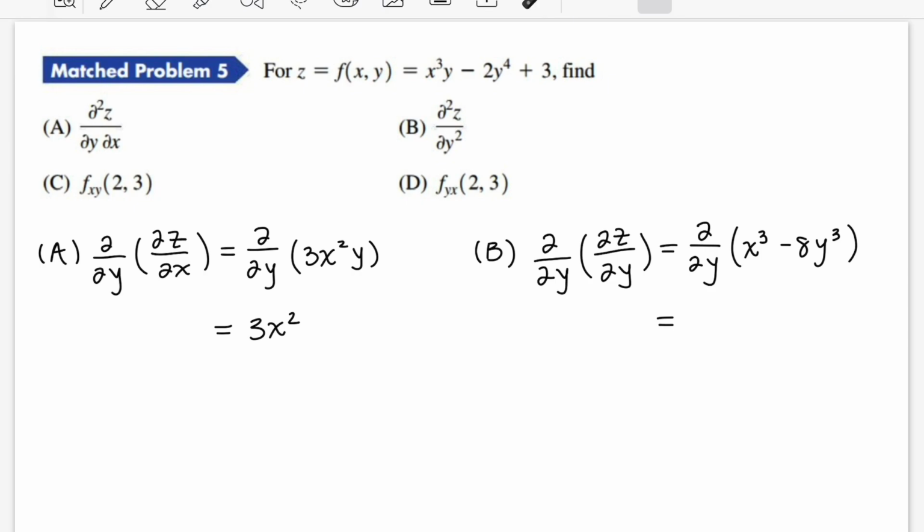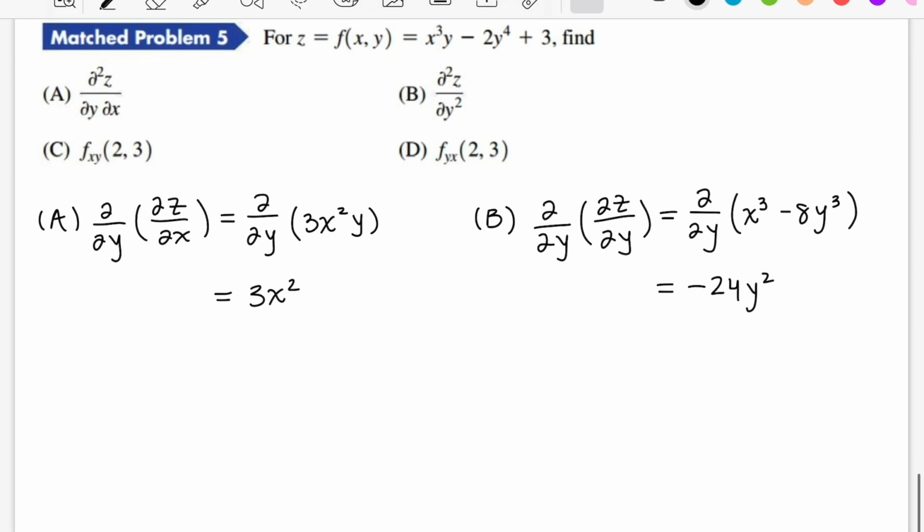Then we want to take the partial derivative of this with respect to y again. So x is a constant, so this is going to be equal to 0. Then here we'll use power rule, so this 3 will come down in front. So we'll get negative 24 y squared.